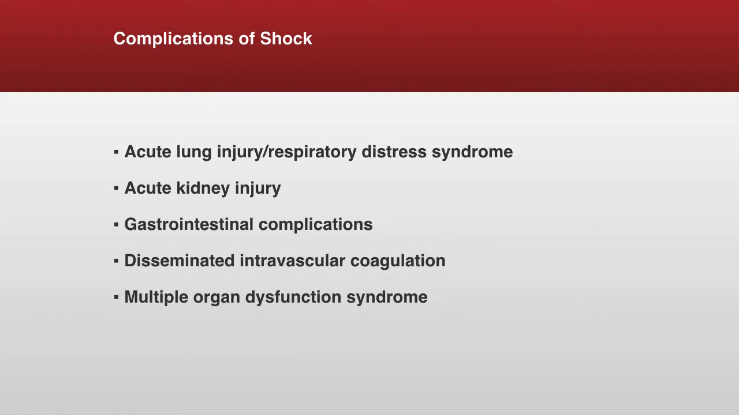The complications of shock include acute lung injury or respiratory distress syndrome. We actually call this acute respiratory distress syndrome, or ARDS. It can also result in acute kidney injury, gastrointestinal complications, disseminated intravascular coagulation, and multiple organ dysfunction syndrome. We're going to talk about a few of these.